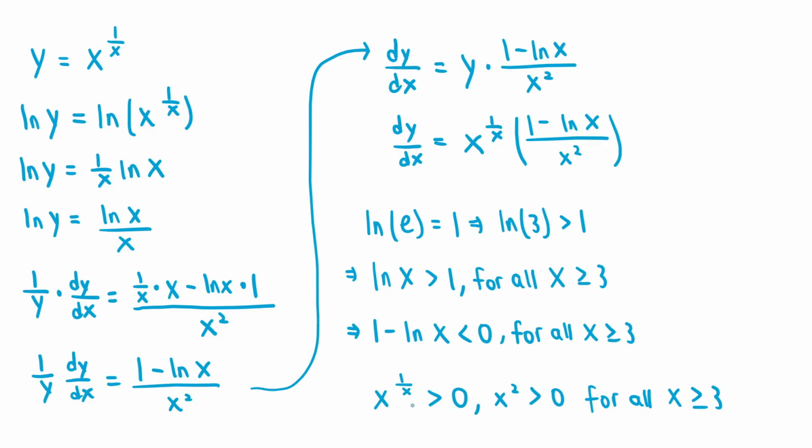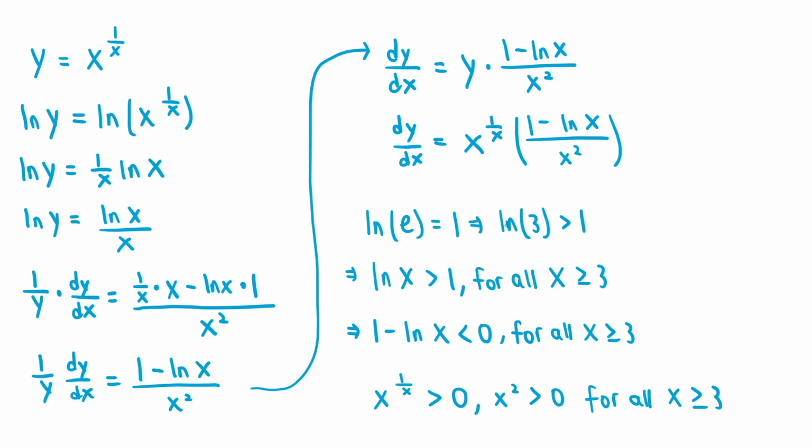x to the power of 1 over x is also greater than 0 for all x greater than or equal to 3. Since x would be a positive number, 1 over x would also be a positive number, so we have a positive number to the power of a positive number whenever x is greater than or equal to 3. So x to the 1 over x is definitely positive, and x squared is also positive when x is greater than or equal to 3.